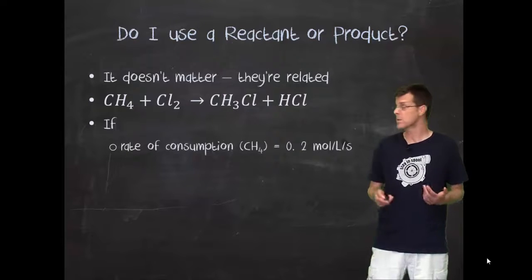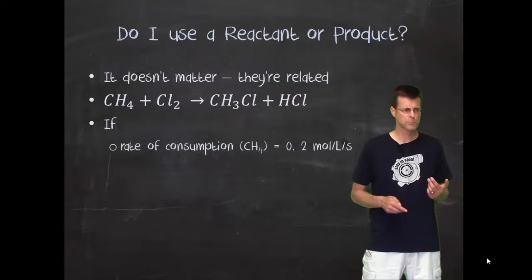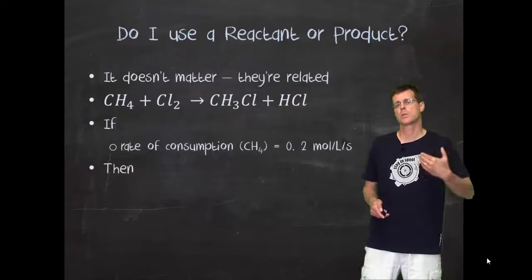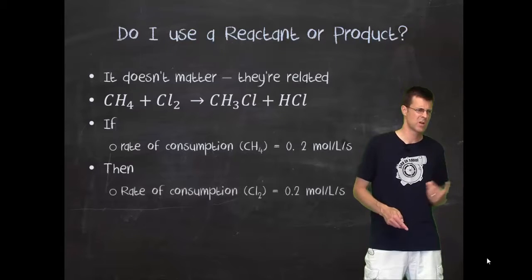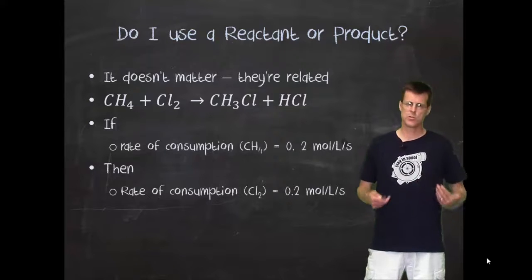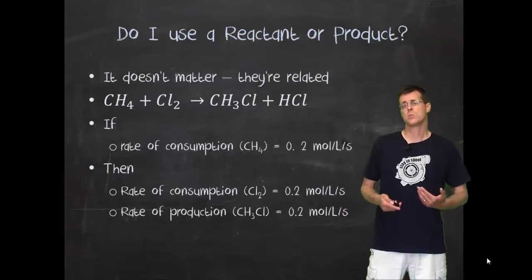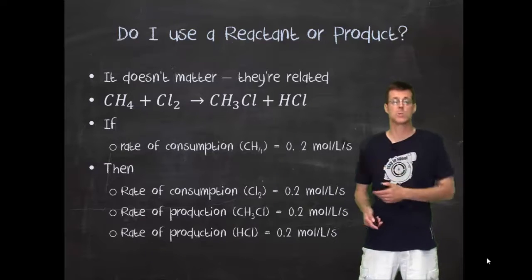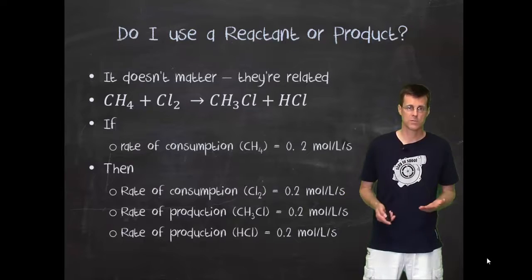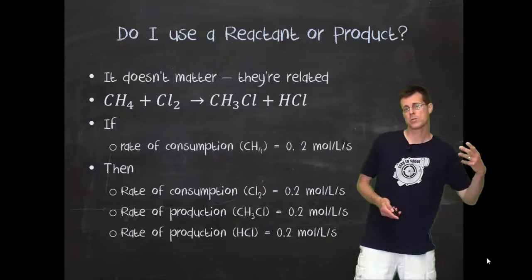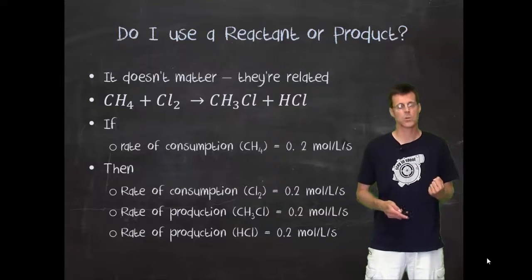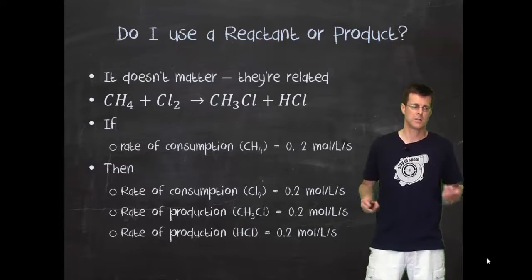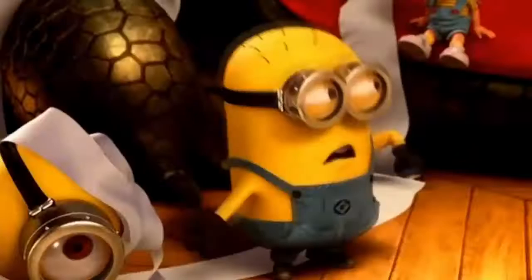if I had a situation where I knew the reaction rate with respect to one of the reactants, in this case methane, CH4, then I could also confidently say that the reaction rate with respect to the other ones, whether it's the other reactant being consumed or the products being produced, because everything is 1 to 1 to 1 molar ratios, the numbers will all be the same. So if I want to measure the reaction rate with respect to one, but report it with respect to another, I can do that.